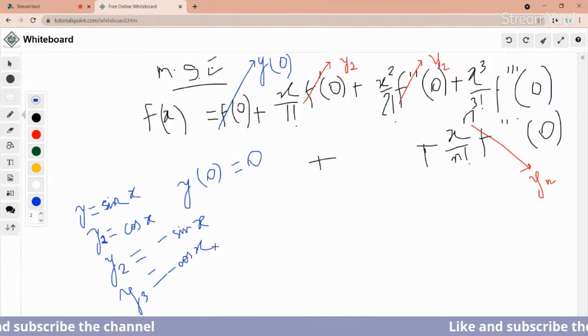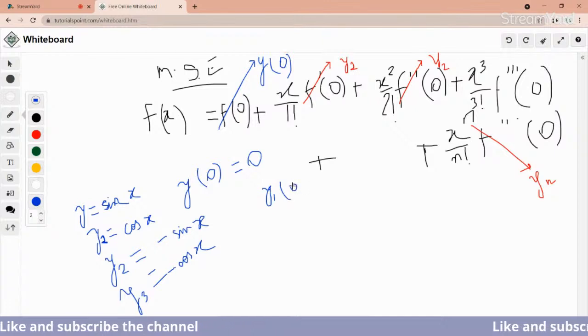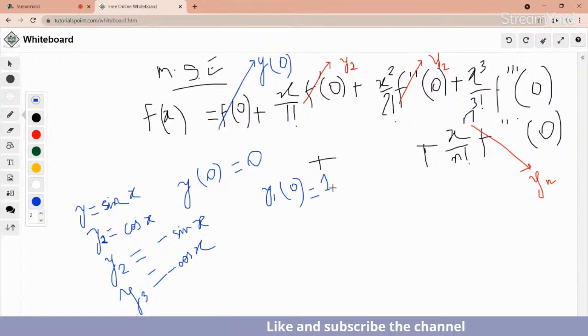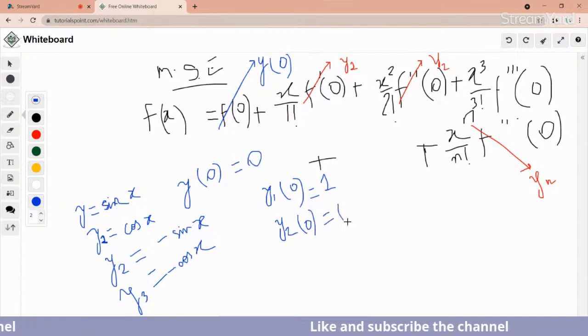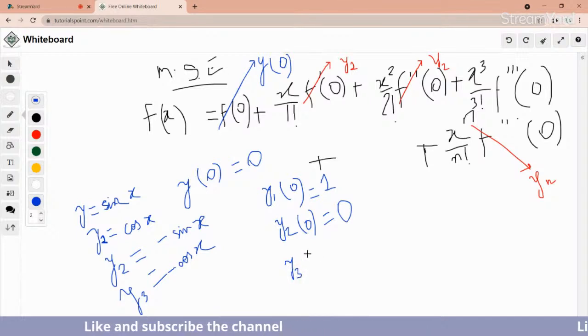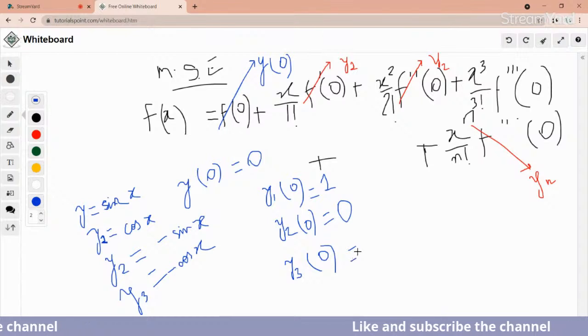Now, let's put the values here. y of 0 is 0. Then y1 of 0 is the value of cos 0, obviously 1. Then what is the value of y2 of 0? It's 0. Then the value of y3 of 0 will be minus 1.